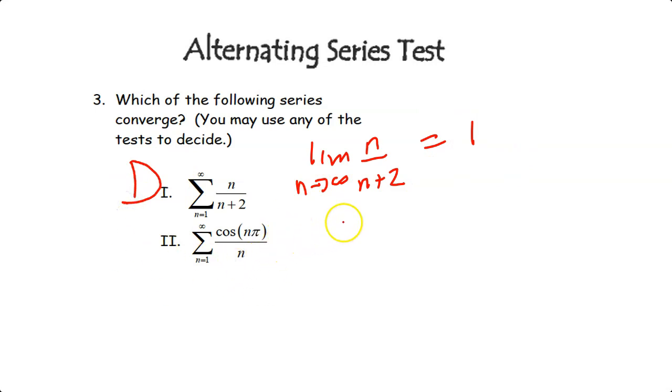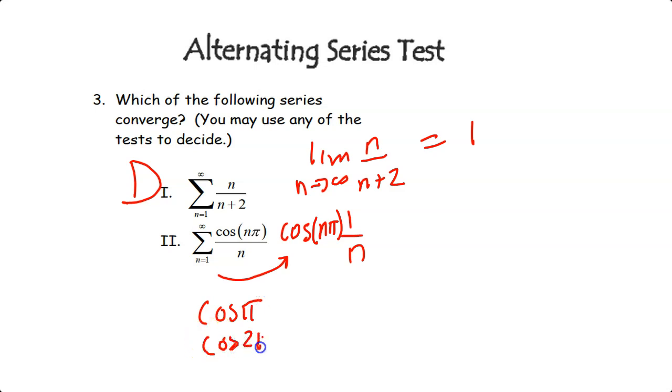Now this next one's a little tricky. We do have 1 over n, and then we have cosine of n times pi. So cosine of n times pi is a fancy way of getting this series to alternate. When you put a 1 in, then a 2 in, and a 3 in, you get cosine of pi, then cosine of 2 pi, and then cosine of 3 pi, and so on.